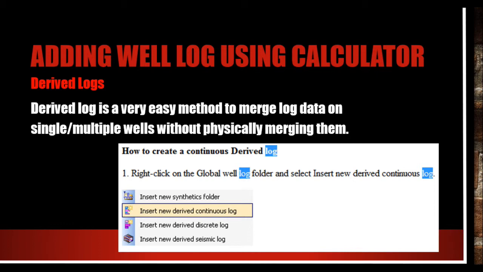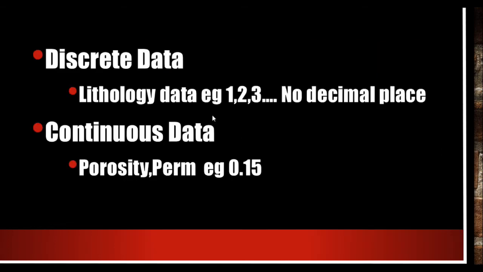The derived log is a very easy method to obtain log data on a single or multiple wells without physically measuring them. So first, how to create a continuous log, or how to create a discrete value. Before starting to calculate or derive logs from the present logs, first we need to know the different kinds of data we have.